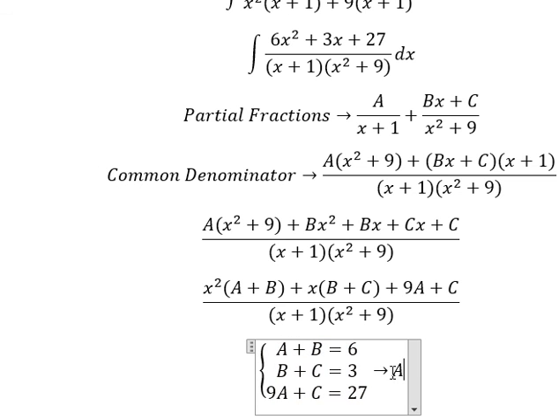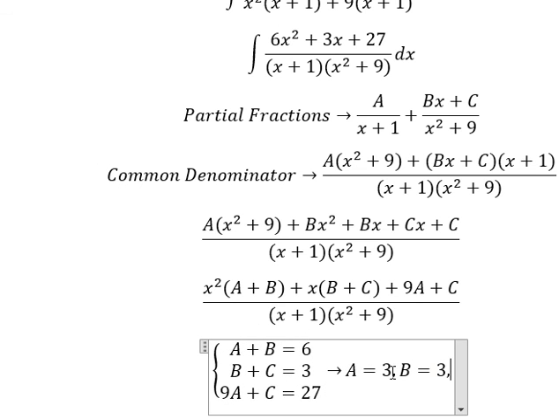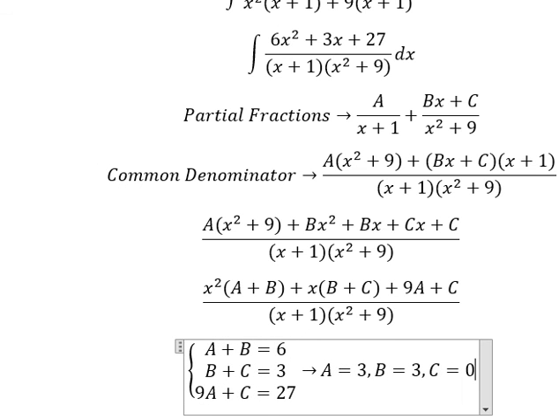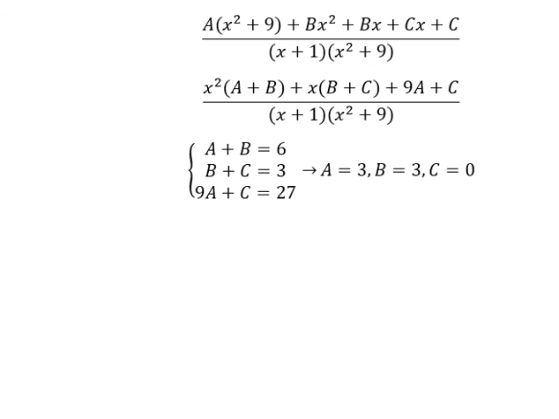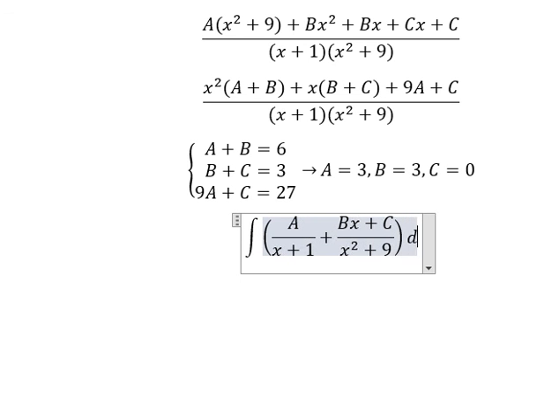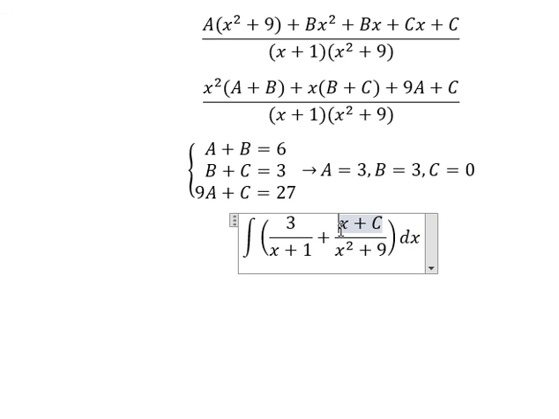So a equals number 3, b equals number 3, c equals number 0. And now we put the values a, b, c here. So this one we have number 3, this one we have number 3, this one we have 0. So we just put like this.